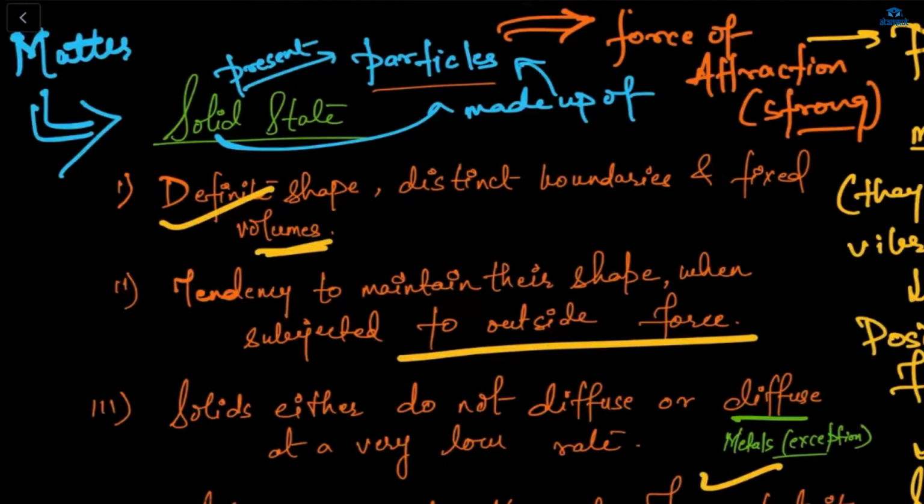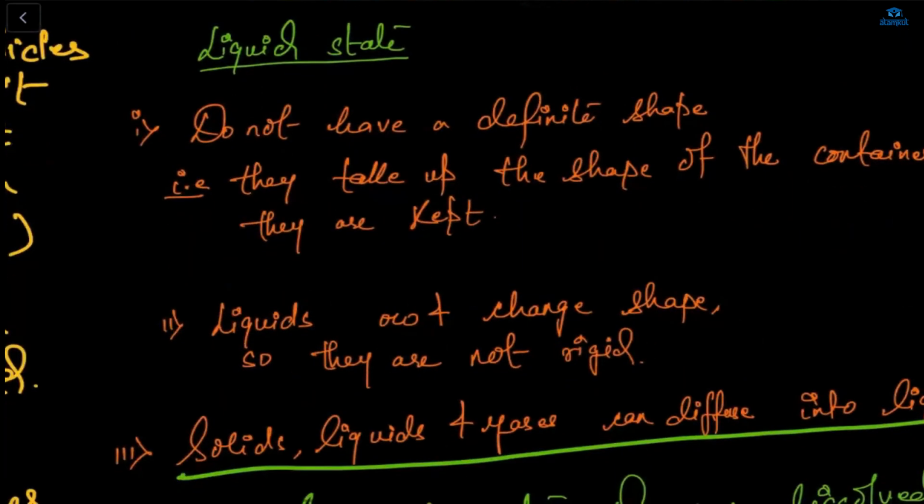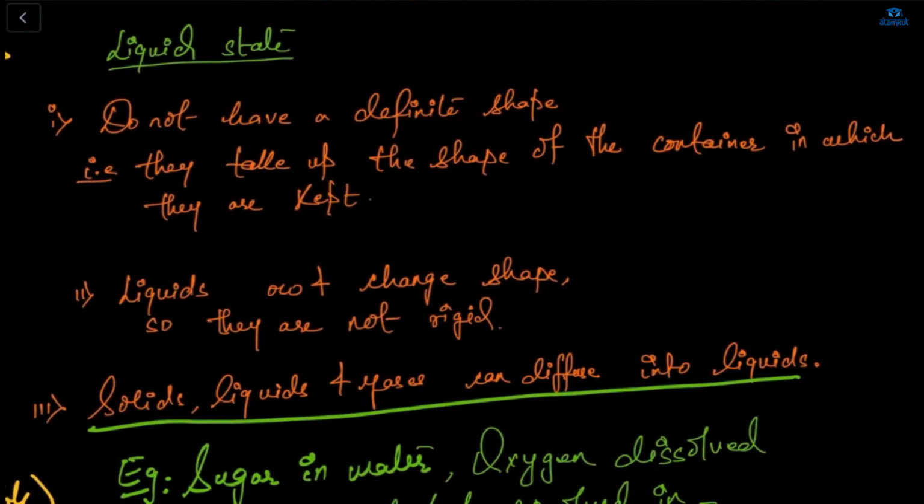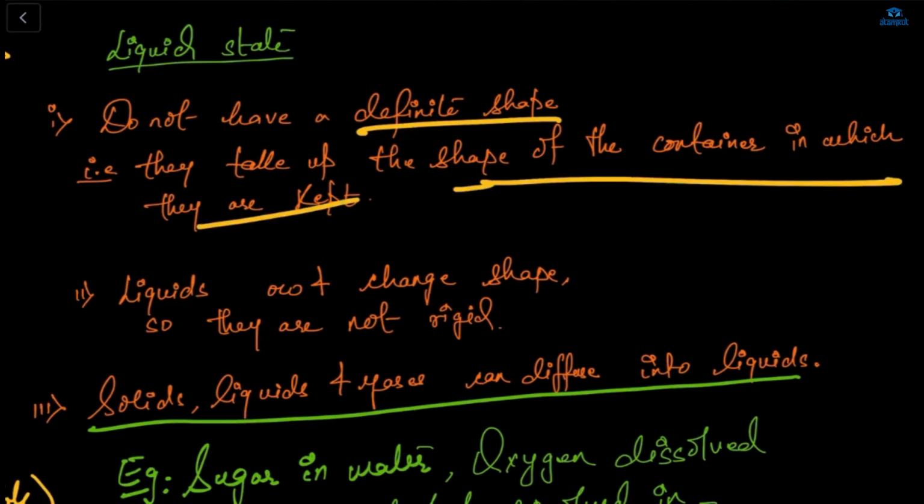First was, we will again revise. Second, your liquid state. Now, what is liquid state? They do not have a definite shape. That is, they take up the shape of a container in which they are kept. So the liquids do not have their own shape.